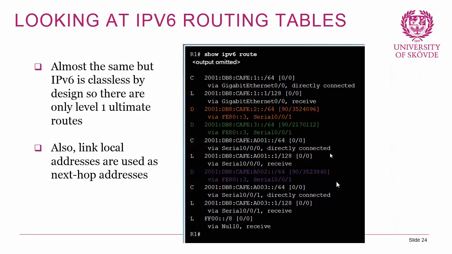Finally, before we end, we're going to look at the IPv6 routing table, and it's almost the same, but you should know that IPv6 is classless by design. So there are only level 1 ultimate routes available. You can't have level 1 parent routes and level 2 child routes unless you have a classful protocol, and IPv6 is classless. So there are only level 1 ultimate routes with IPv6, and that can be a relief. Also, link-local addresses are used as next hop addresses. That's why you usually see those FE80 addresses as next hop addresses.